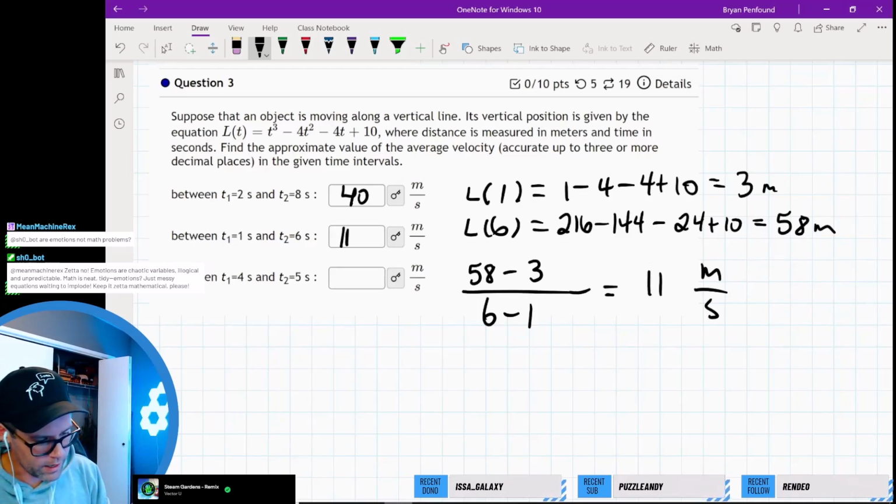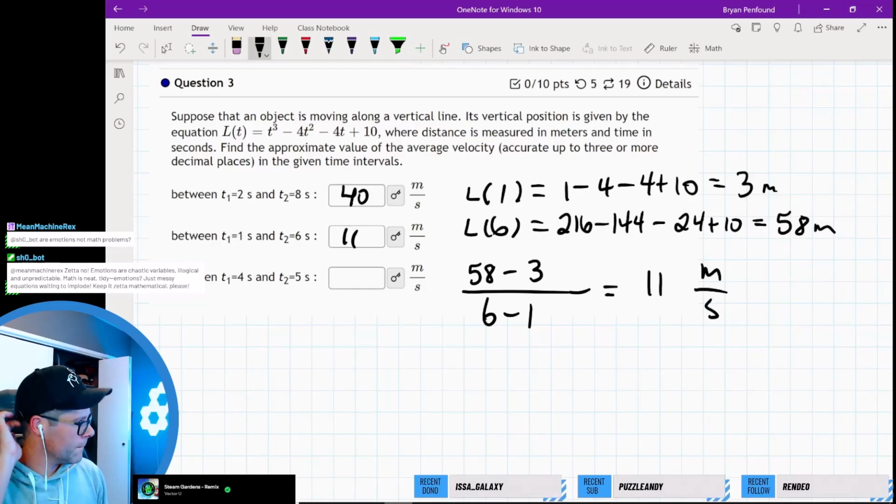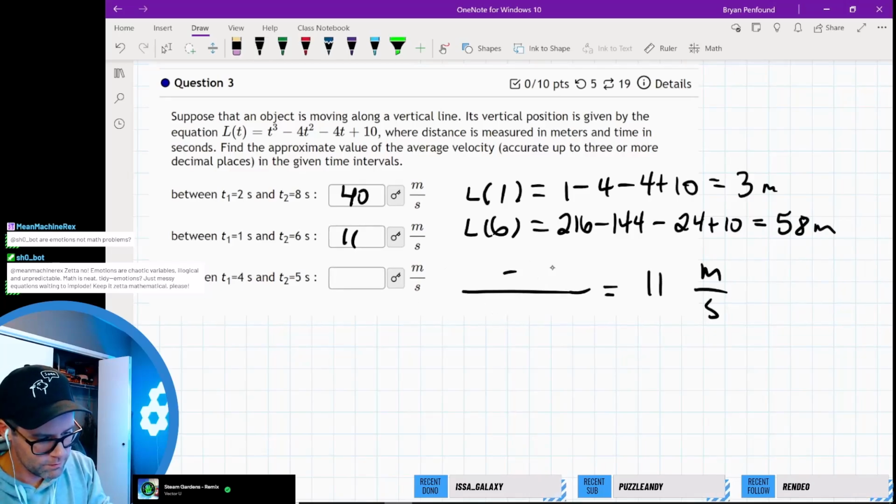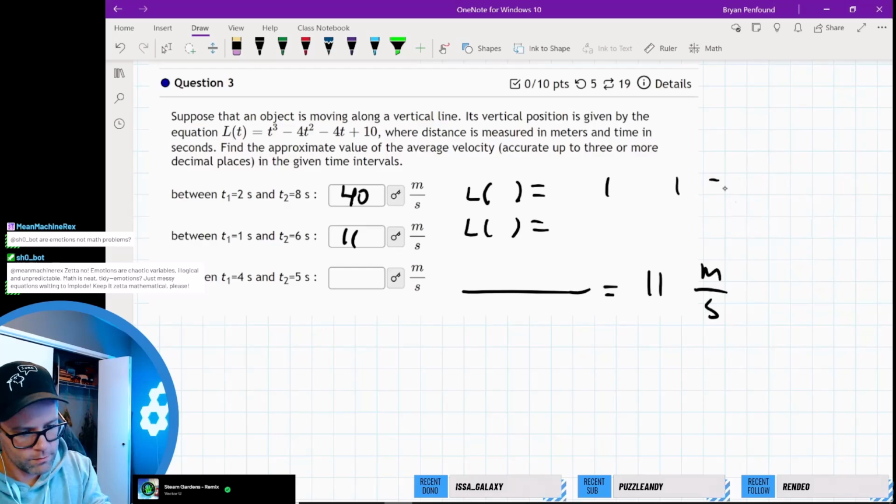Emotions are chaotic variables, illogical and unpredictable. Math is neat, tidy. Emotions, just messy equations waiting to implode. Keep it mathematical, please.